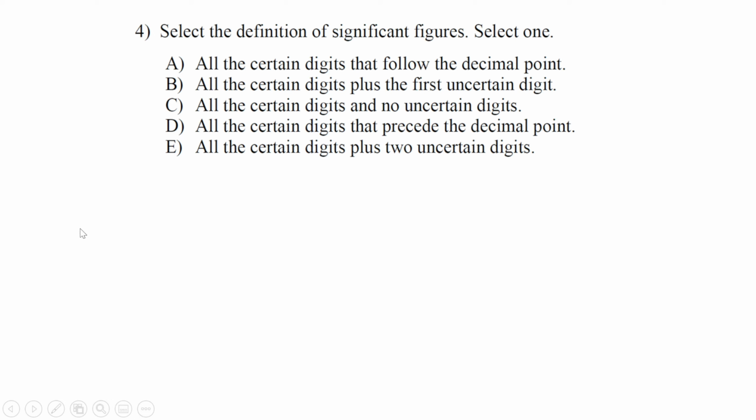Okay. Select the definition of significant figures. Hopefully you know this one, right? It's all the certain digits plus the first uncertain digit. There we go. I circled the wrong one, right? So all the certain digits plus the first uncertain digit.